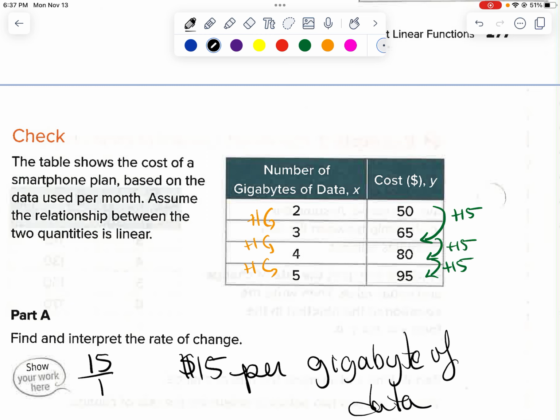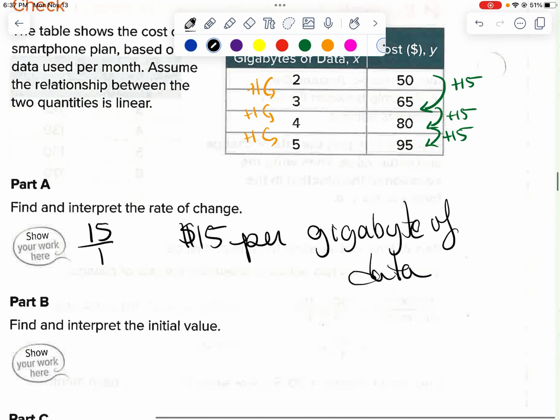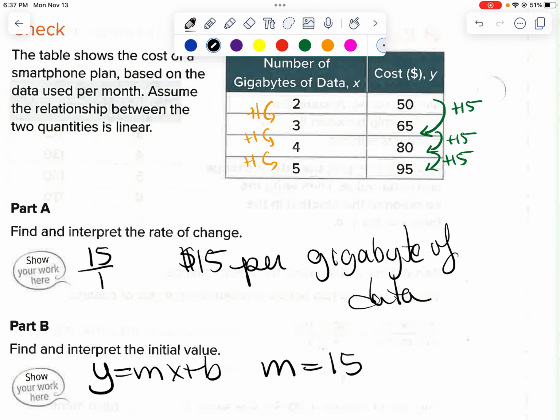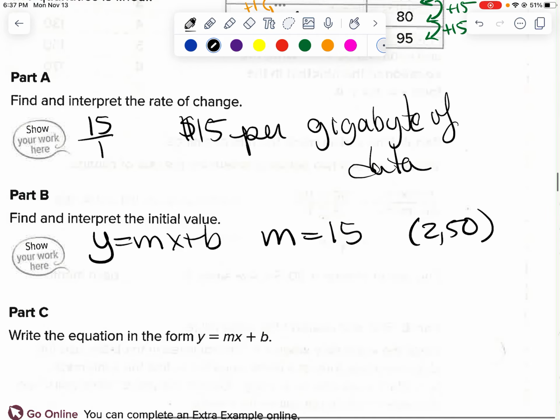Then it wants us to find and interpret the initial value. y equals mx plus b. We just found m to equal 15. Now we need to pick one of the points. I don't care which point. I like to just use the first one, so I'm going to use this point right here.